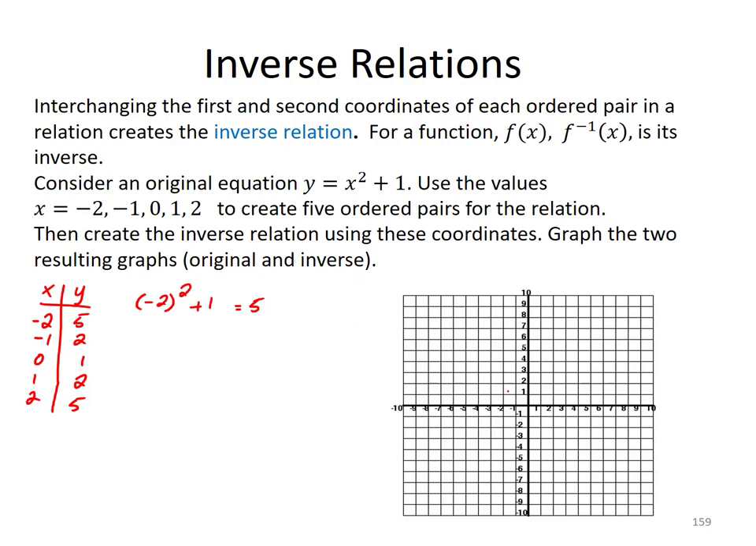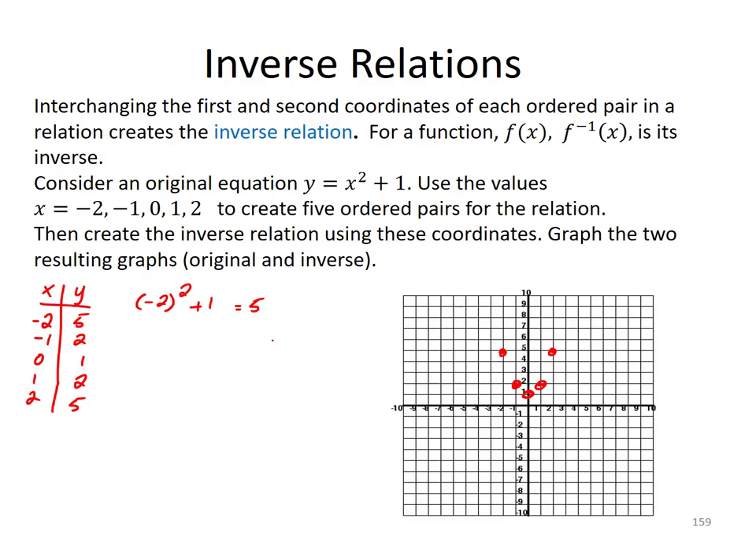Okay, negative 2, 5. Negative 1, 2. 0, 1. 1, 2. And 2, 5.